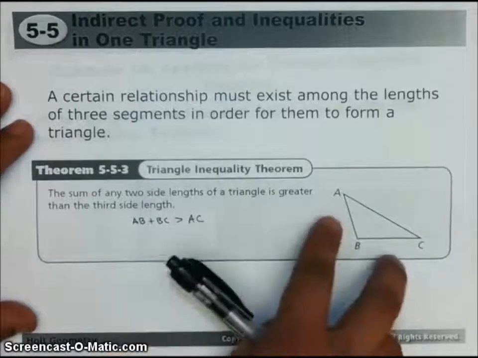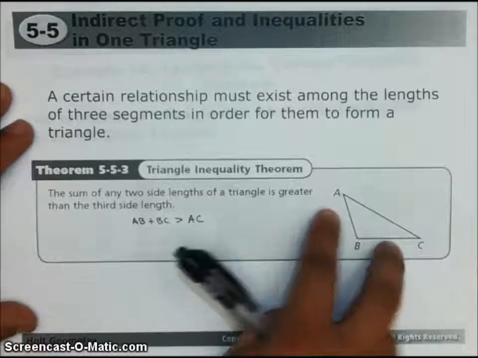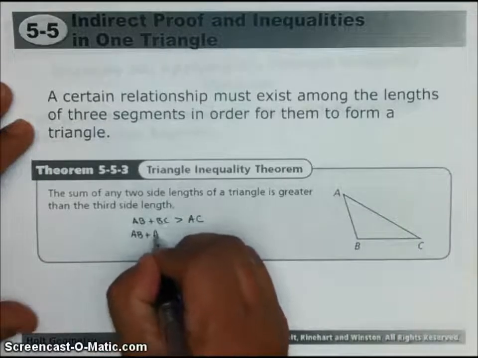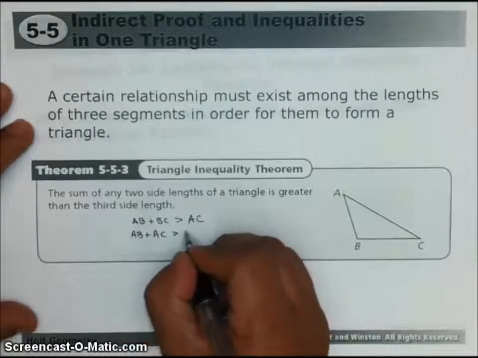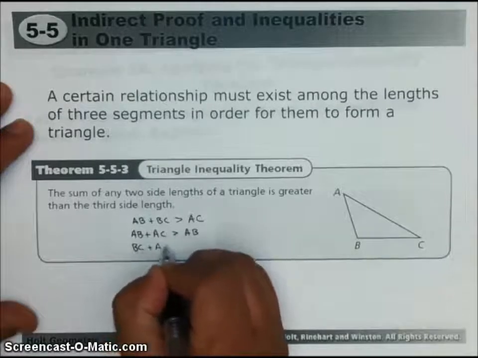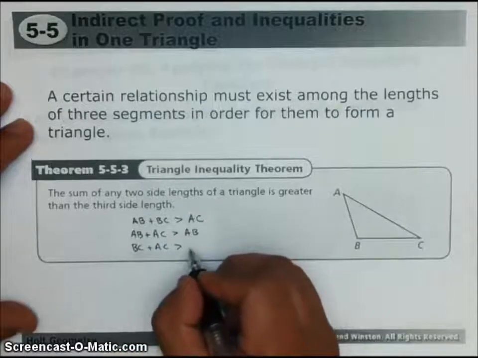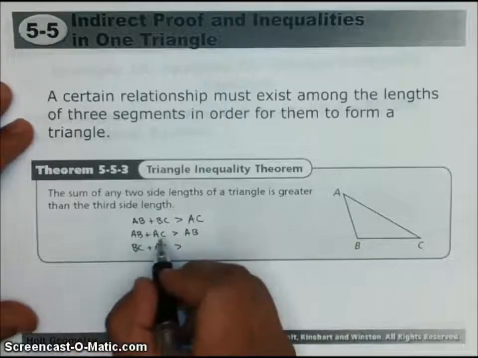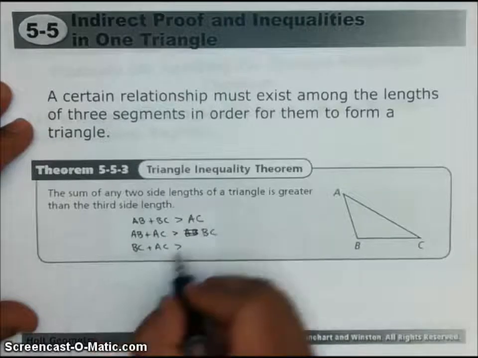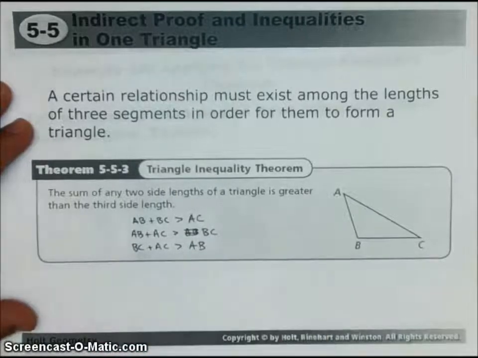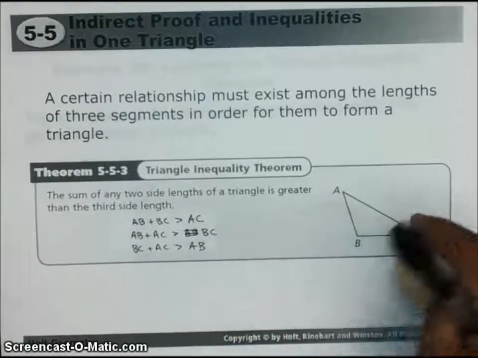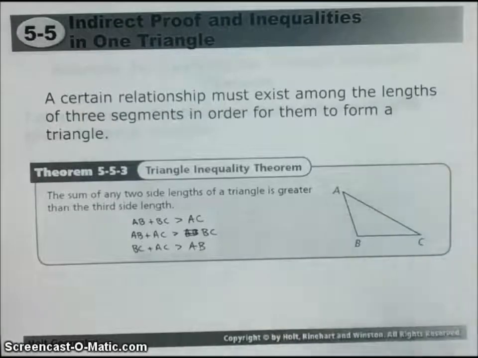Any combination. If I add up these two sides, the length of these two sides, it's got to be greater than that third side. So if we did AB plus AC, that has to be greater than BC. And if we did BC plus AC, that's got to be greater than, oops, this should be AB. Any two sides, the sum of any two sides has to be bigger than the third side.